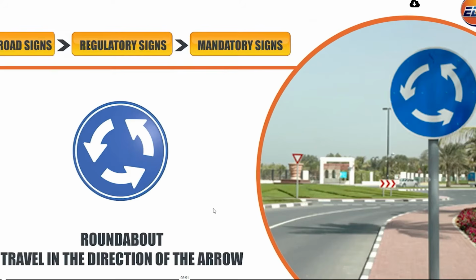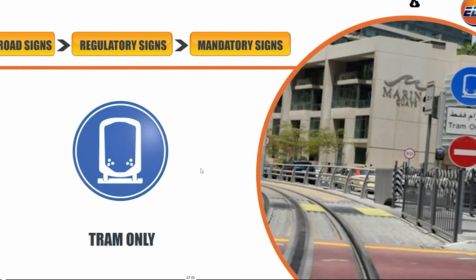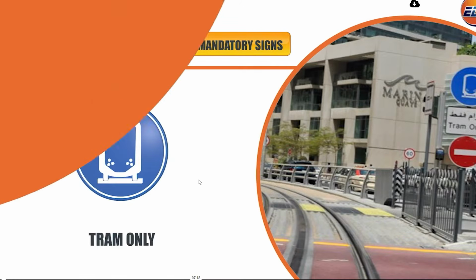Roundabout. This sign indicates circular intersections commonly known as roundabouts. It is posted close to the roundabouts. The arrow indicates that the vehicles must travel in an anti-clockwise direction. Tram only. This sign indicates that the road or the portion of the road is set aside for the tram only. No other class of road user shall use the road or portion of the road indicated by this sign.